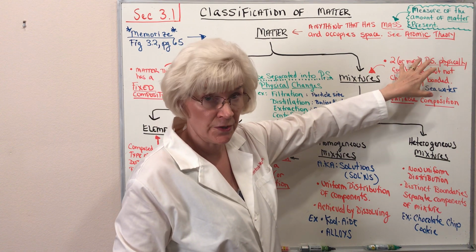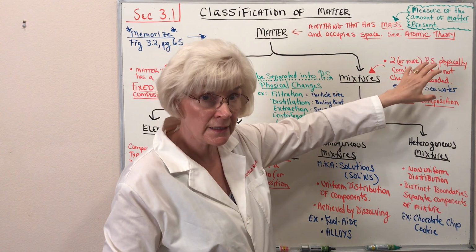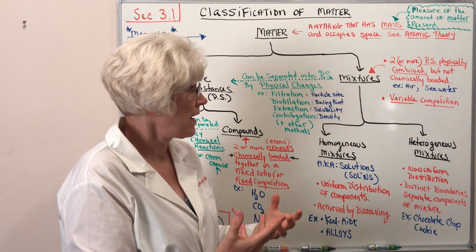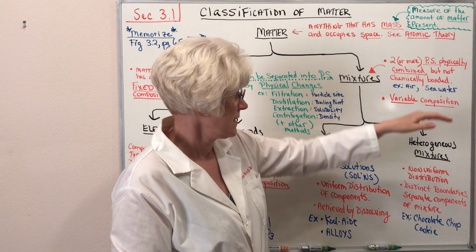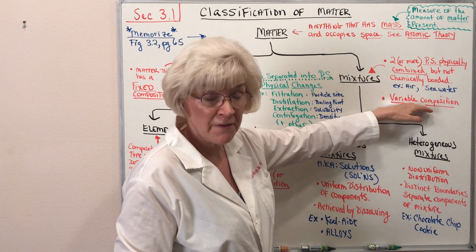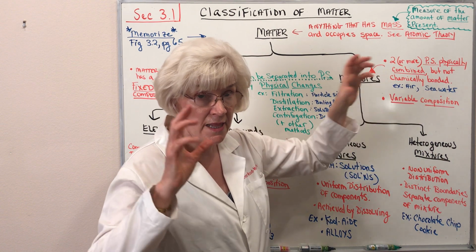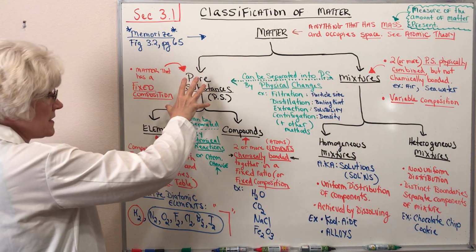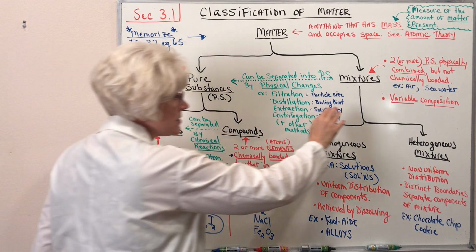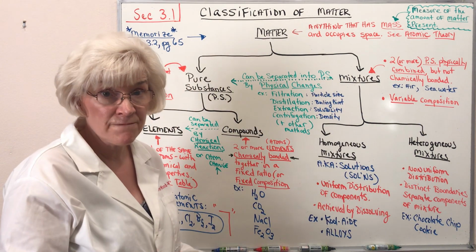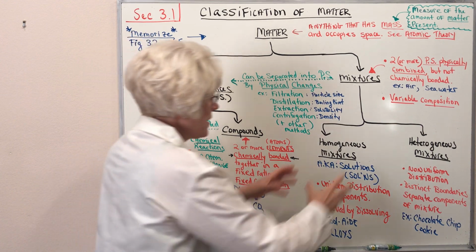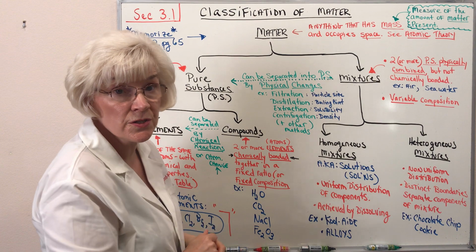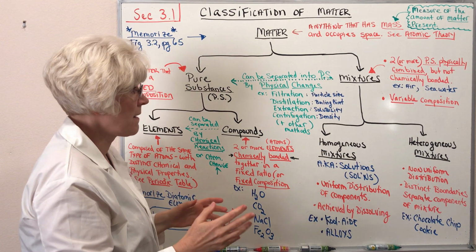Two or more pure substances, in this instance elements by and large, physically combined but not chemically bonded. All mixtures have a variable composition, which is the hallmark difference between mixtures and pure substances. Pure substances have fixed composition, mixtures have variable composition. You can take mixtures and separate them into the pure substances that make them up.